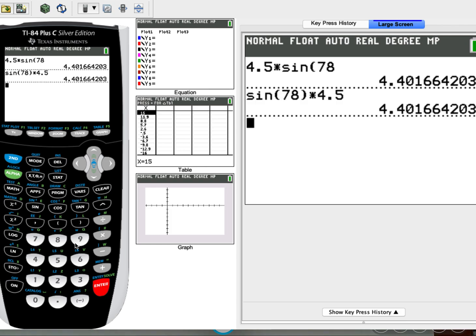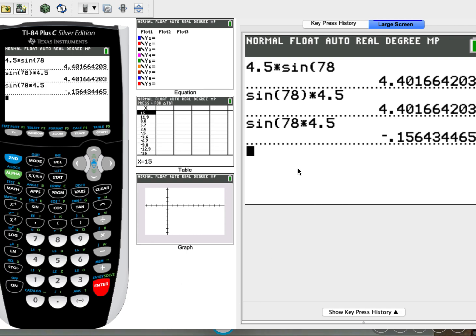Good, 4.4, I like it. What some students do by mistake is they do the sine of 78, they don't close the parenthesis, and they just do times 4.5, and you're going to end up getting something different. What happened there is the calculator did 78 times 4.5 and took the sine of that number, and you don't want that. You just want the sine of 78 times 4.5.